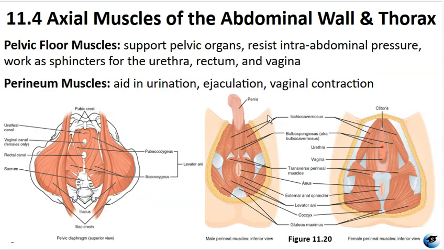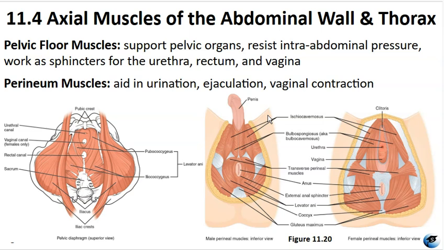The pelvic floor and perineum muscles are distinct regions with complementary functions. The pelvic floor is a deep muscular layer at the base of the pelvic cavity and includes the levator ani, pubococcygeus, puborectalis, and iliococcygeus, which grouped together makes up the coccygeus. These muscles support pelvic organs, maintain continence, and resist intra-abdominal pressure. They also help in urination, defecation, childbirth, and sexual activity.